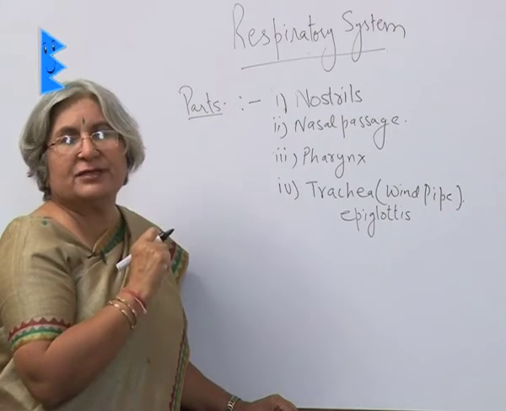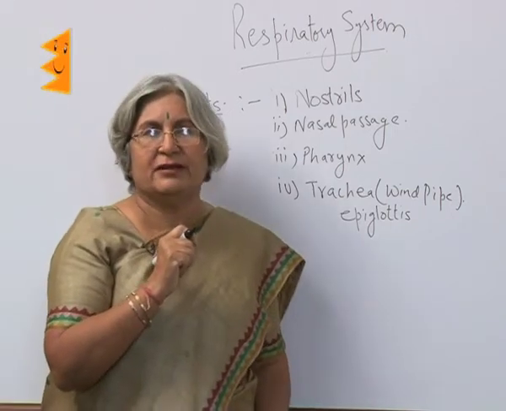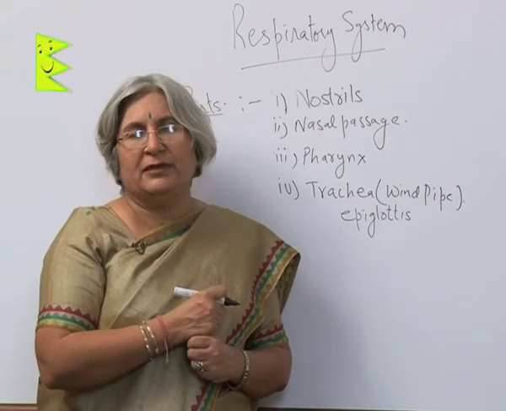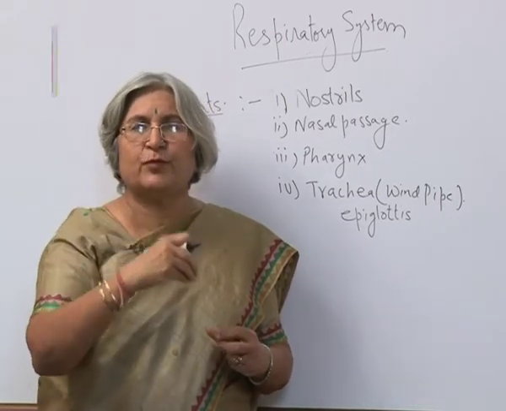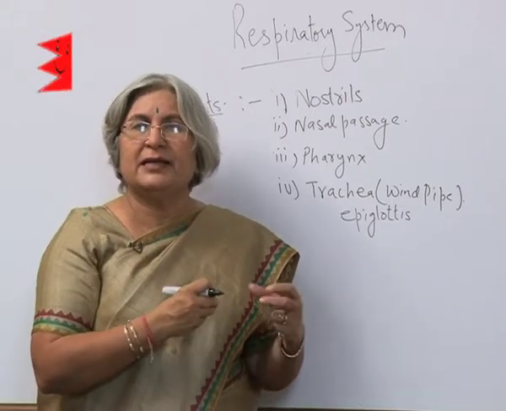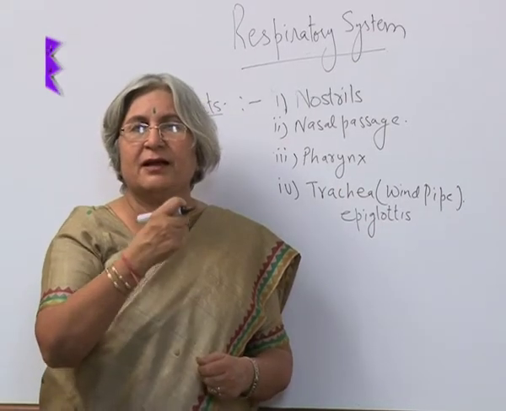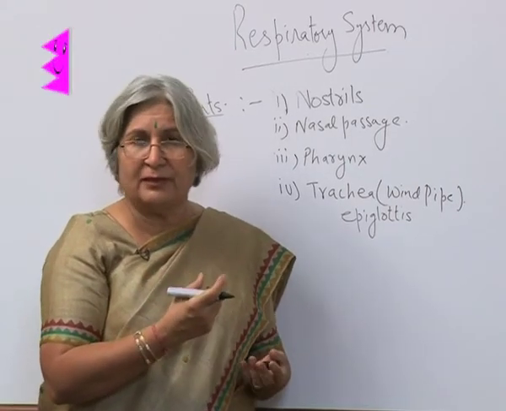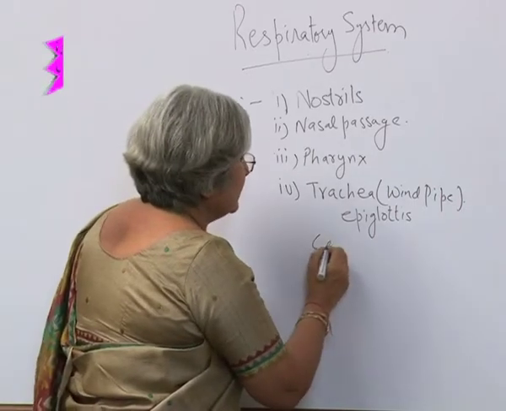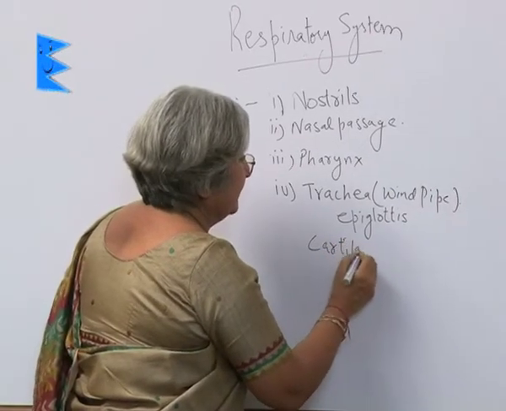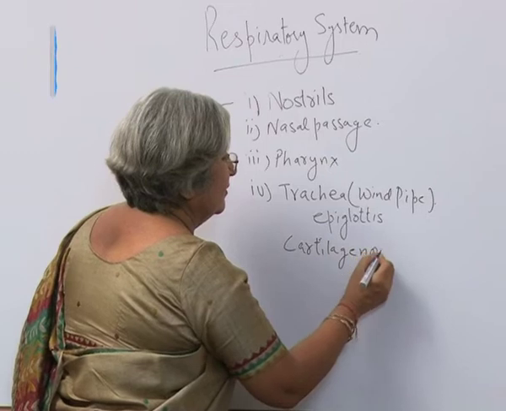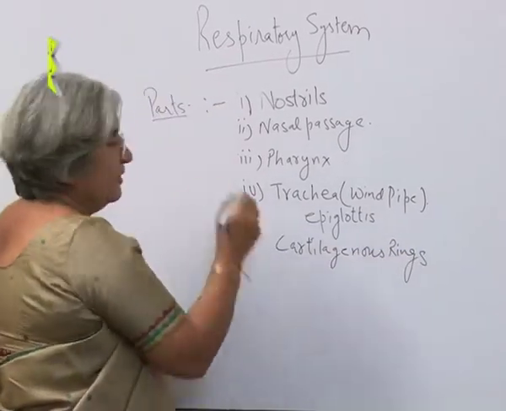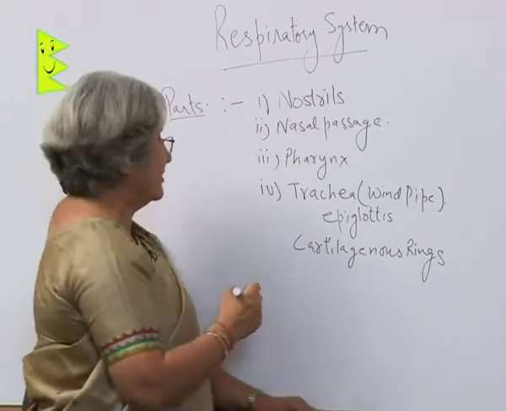There is a difference between trachea and the esophagus. The difference is that esophagus is collapsible, and as the food is pushed, it keeps opening. But in case of trachea, it is a continuous open passage. How is it kept open? With the help of cartilaginous rings. I will draw the diagram and show you the rings.